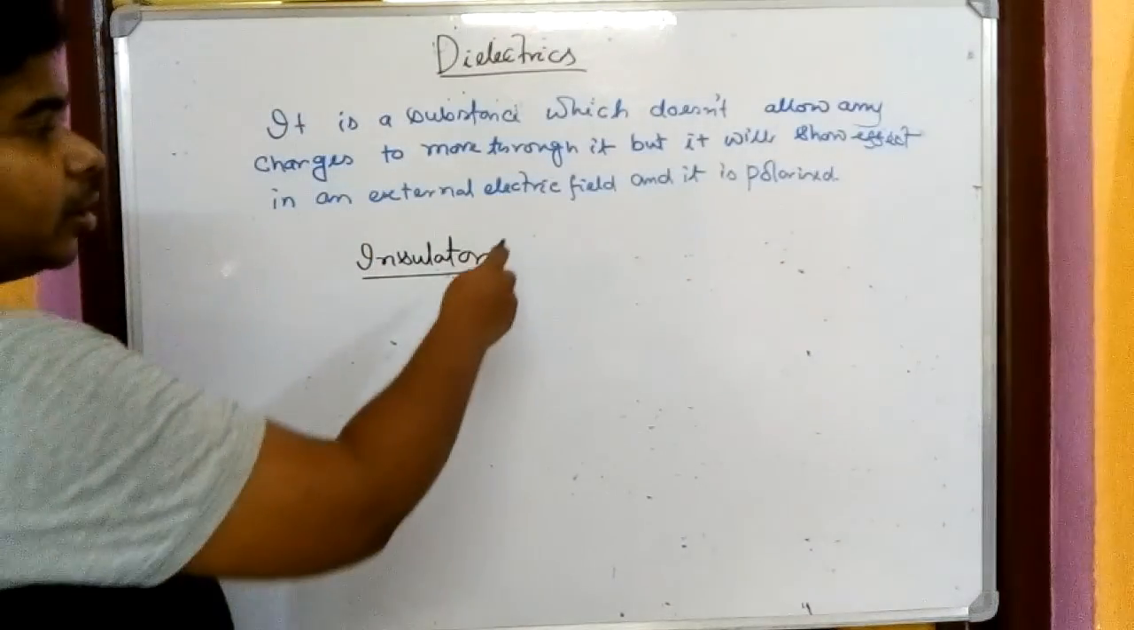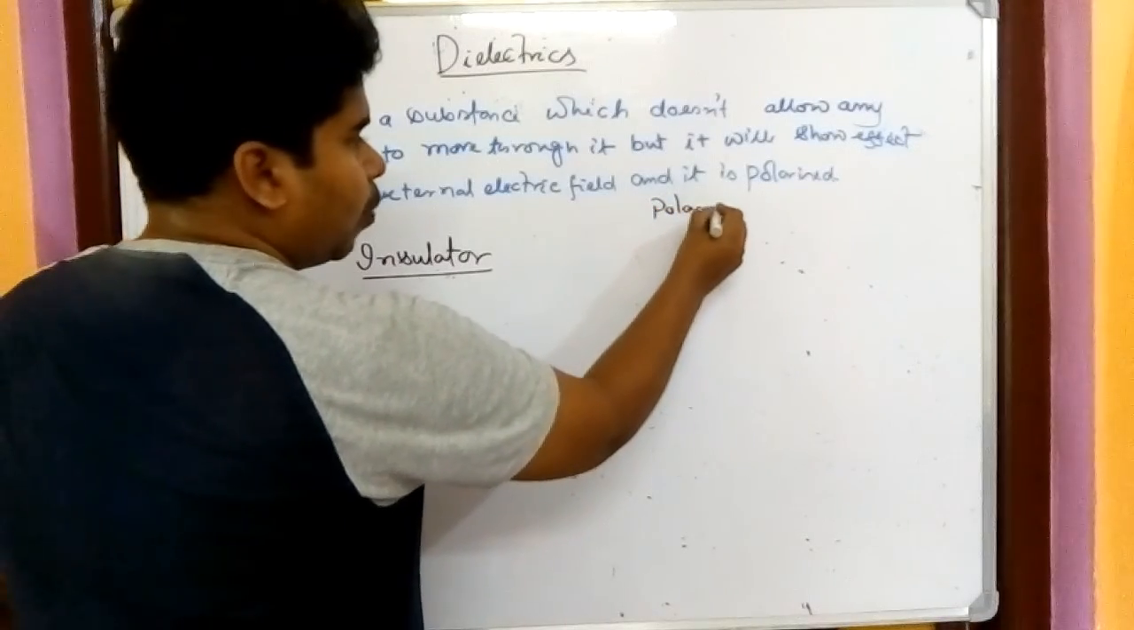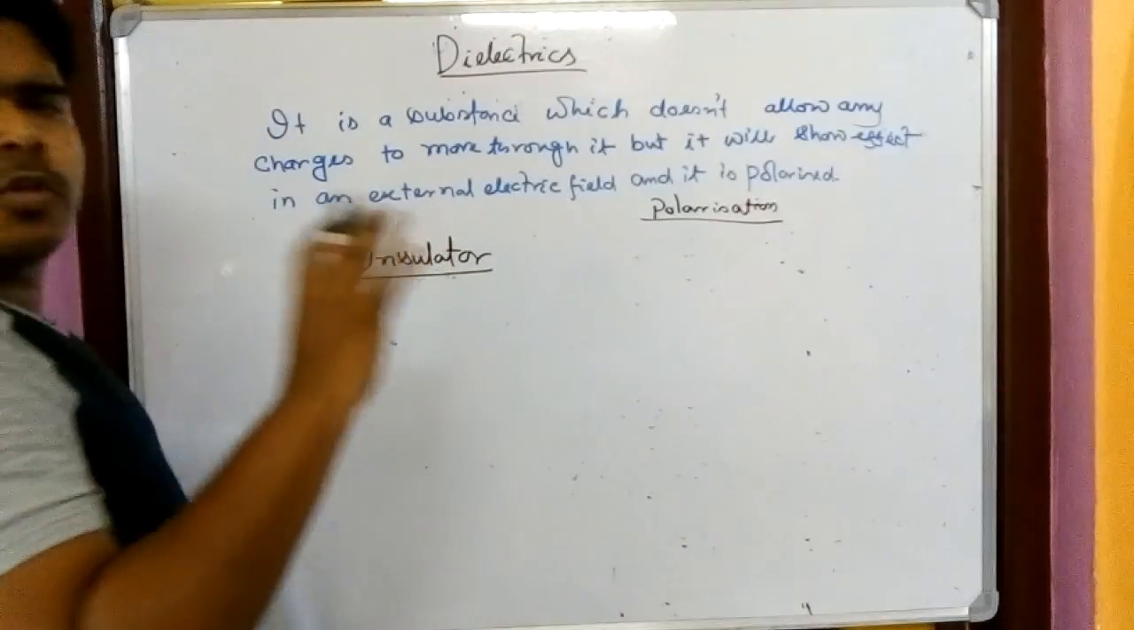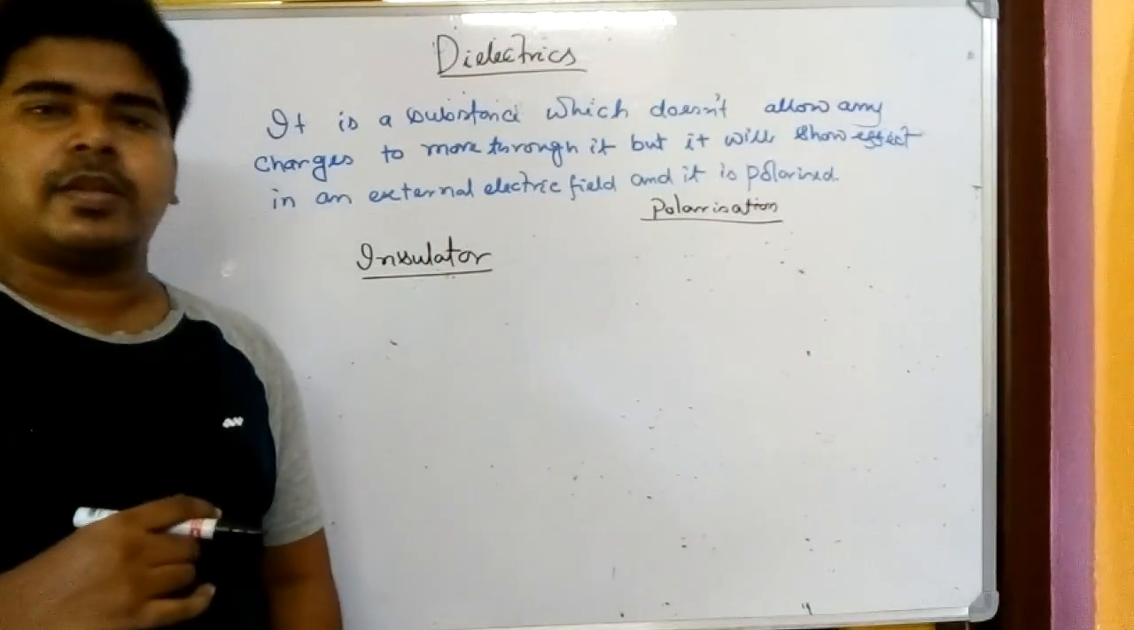I have told you now, in an electric field, it is polarized. So this effect is known as polarization. What is it? Everything we will discuss. So this type of substance is a dielectric.